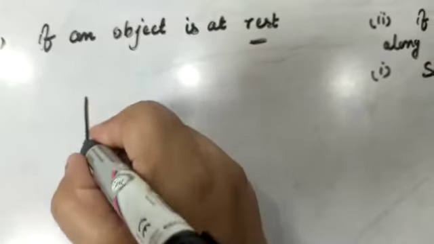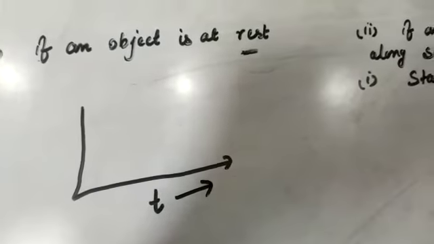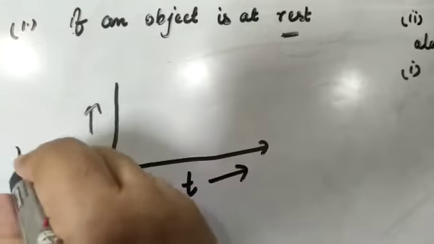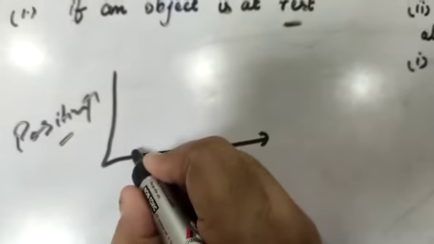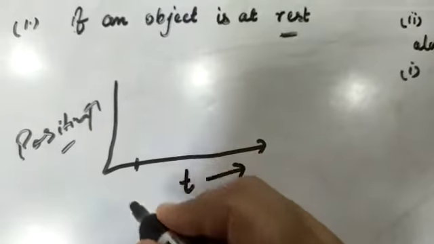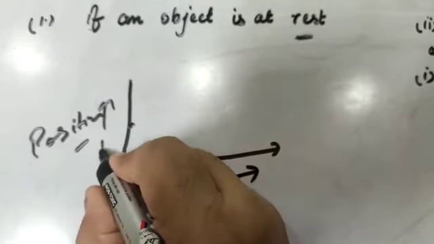If an object is at rest, to draw such a graph, imagine a situation. Along the x-axis we are taking time, and along the y-axis we are taking the position. Let us consider you are going to draw the graph for a person who is sitting in front of you, and you just start the stopwatch. At 1 second, suppose that person is at 1 meter distance from you.